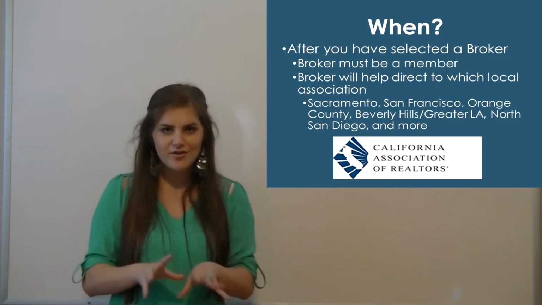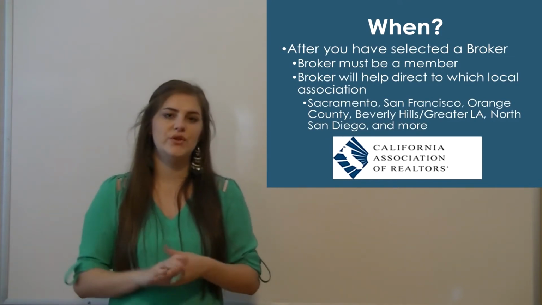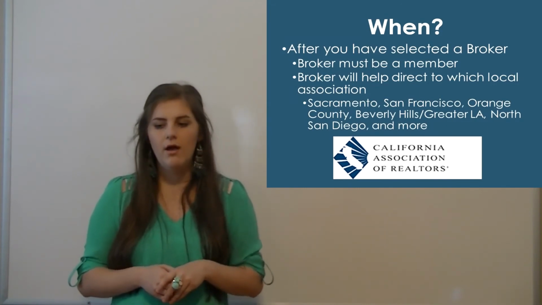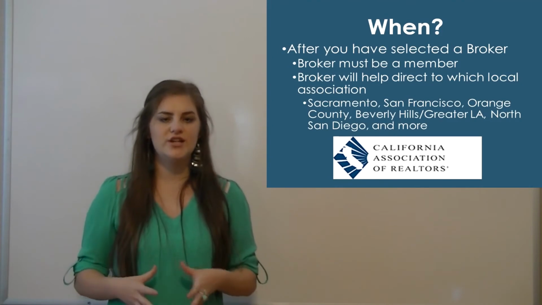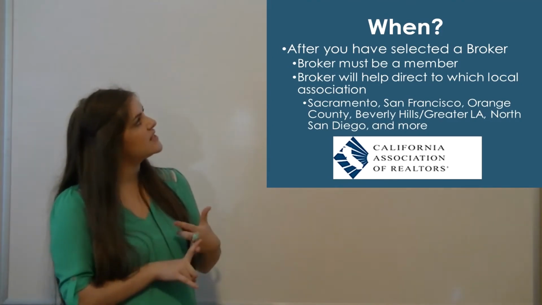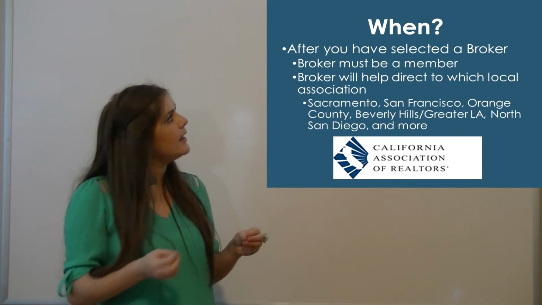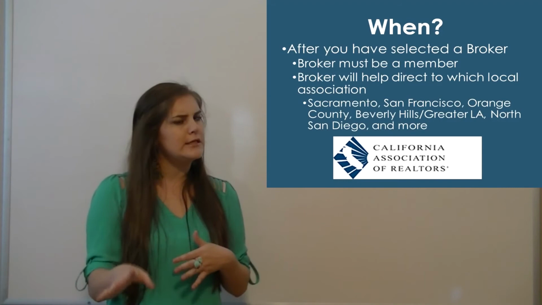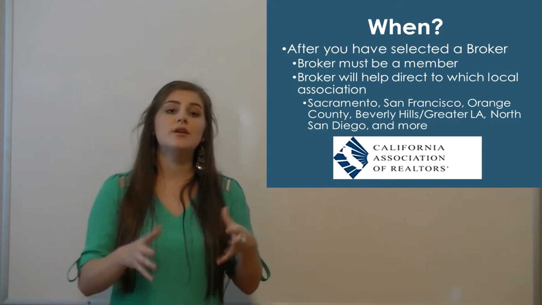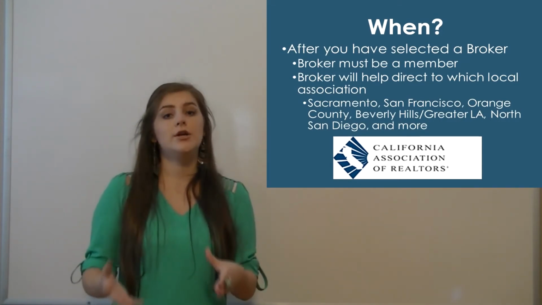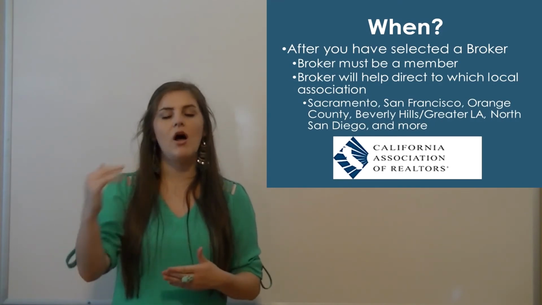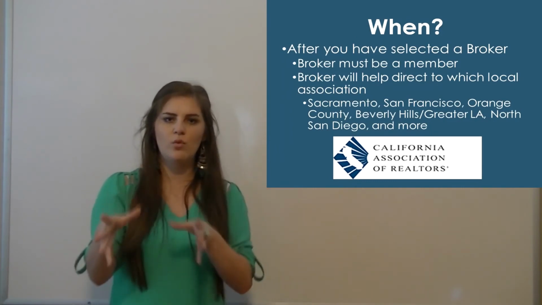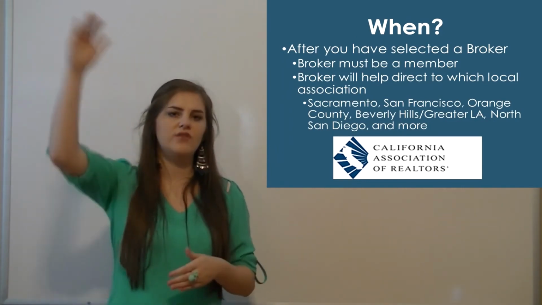But just know once you have your broker, then you basically choose the local association, and the broker will help direct you to which one they might recommend for you as well. Because there's tons of different local associations: we have Sacramento, San Francisco, Orange County, Beverly Hills, Greater LA, North San Diego, tons more. I think there's approximately over 150, don't hold me to the number, local associations, because they're usually based on the county. But to reiterate, when you join the local association, they automatically enlist you in CAR and NAR. So it's kind of like join one and then it goes all the way up the system, so you get joined for all of it.